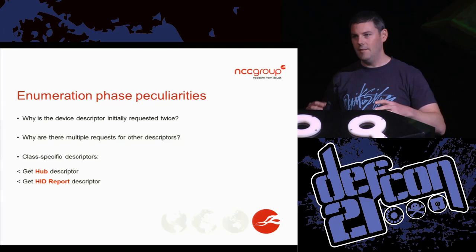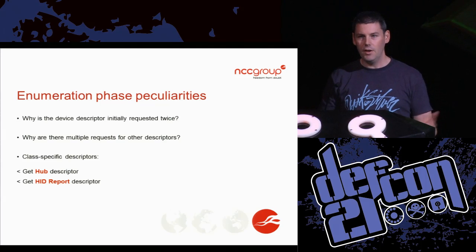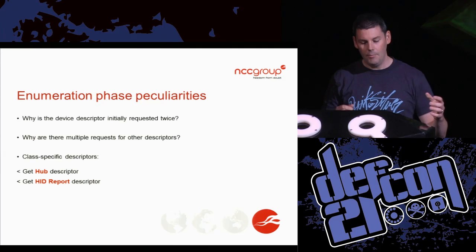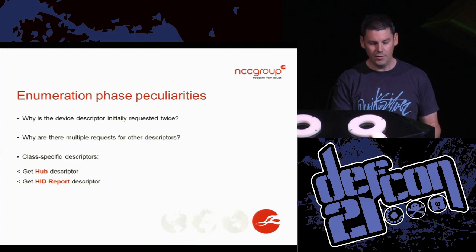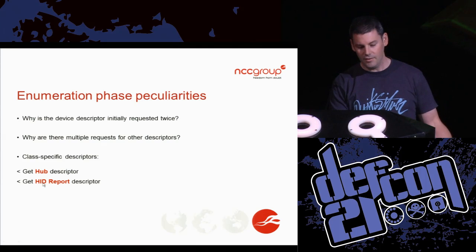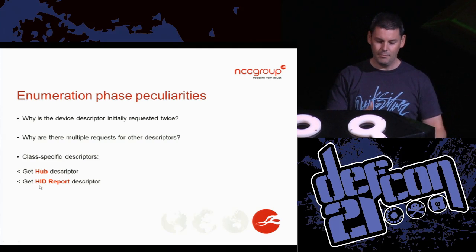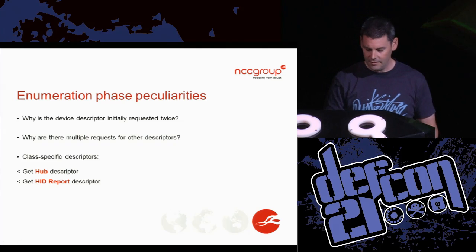As the information gets processed by different parts of the USB stack, some of that information needs to be requested again. You can also get class-specific descriptors, for example hub descriptors and HID descriptors, HID being mice, keyboards, human interface stuff.